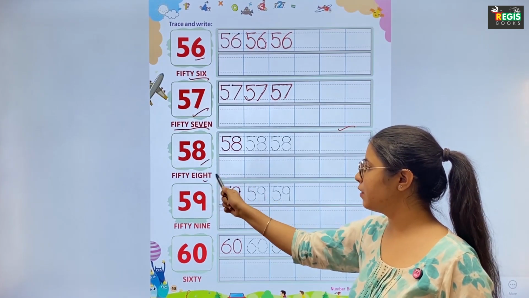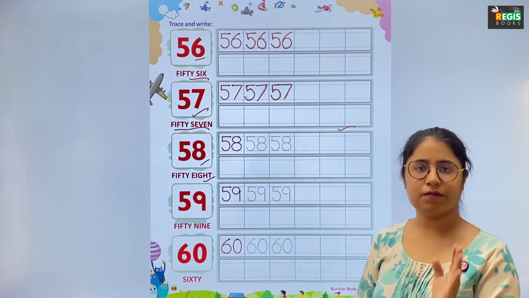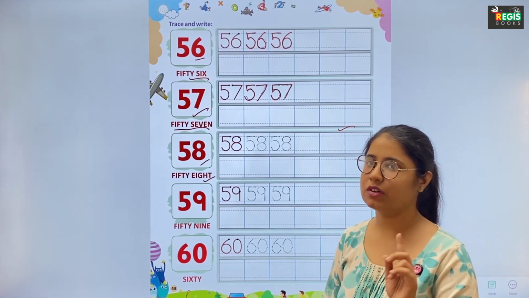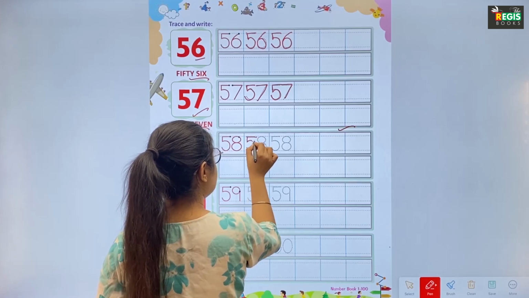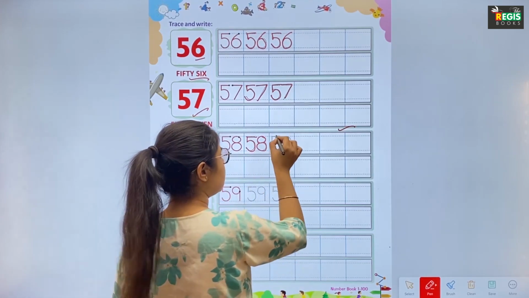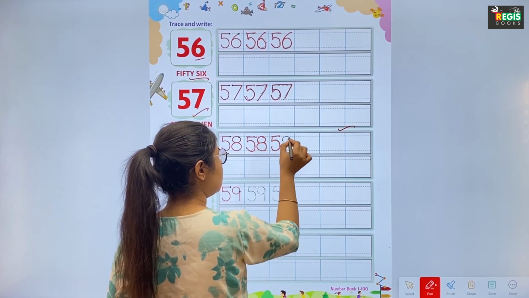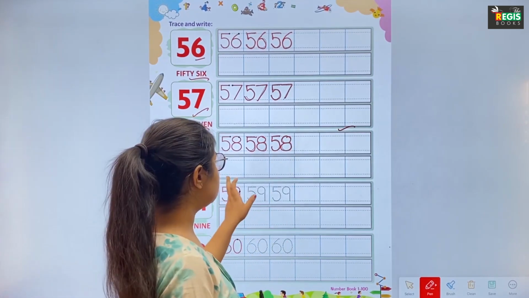5, 8, 58. We write the number 58 by writing 5 and 8 together. First write 5 with me like this. 5, 8, 58. And write the number 58 in the rest of the boxes to practice it.